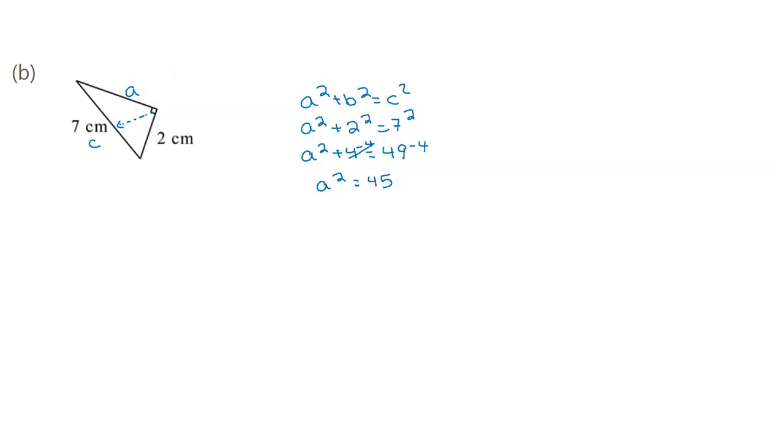Now it's similar to the last one in that I again do have to find the square root. And the square root of 45 is going to give me a decimal. So I'll round that off to 6.7. So a is 6.7 centimeters.